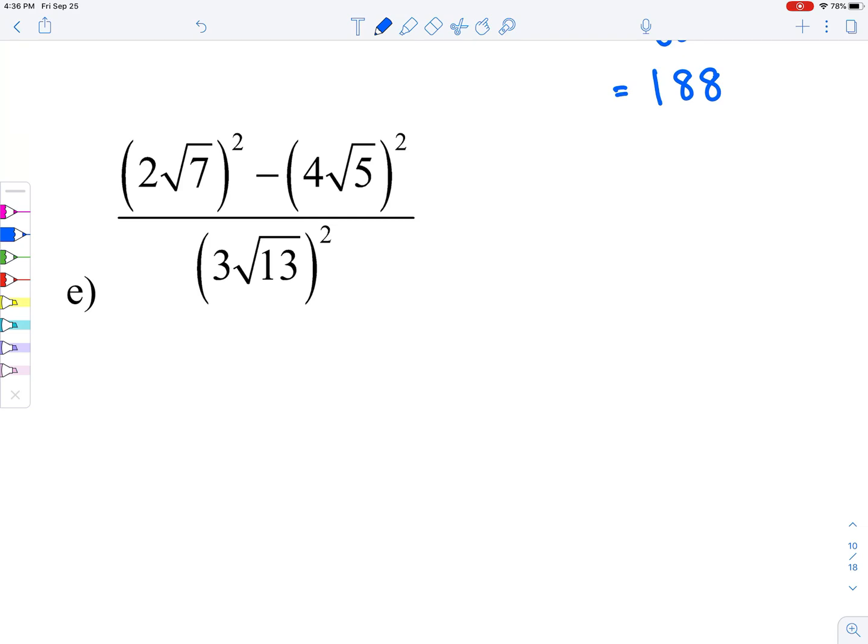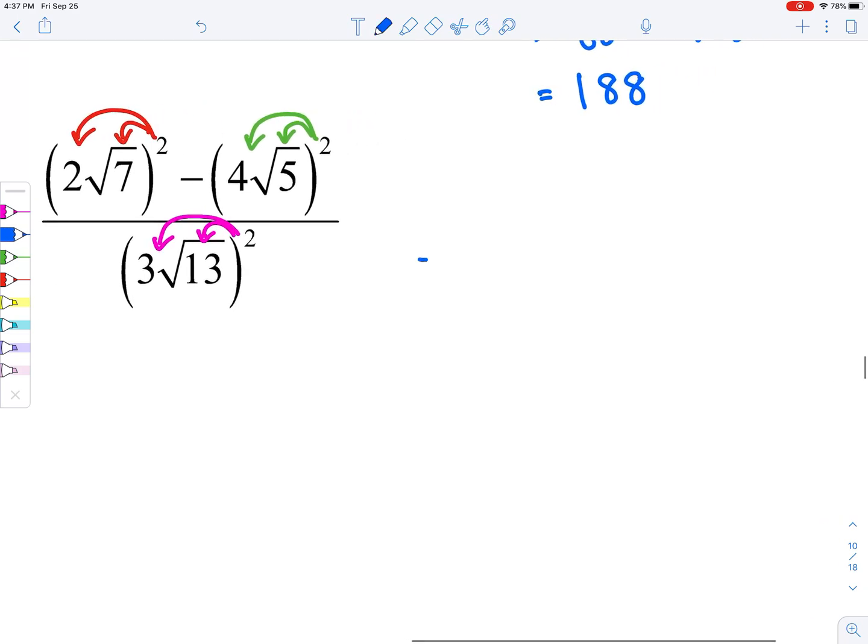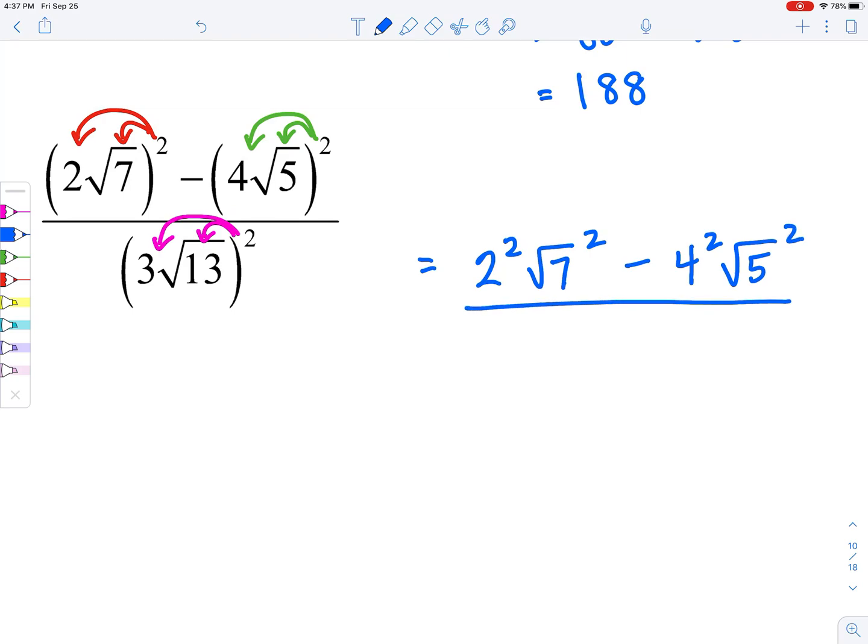E. So for E, we're going to do 3 different distributes. We're going to distribute that exponent of 2 on the numerator, we're going to distribute that exponent of 2, and we're going to distribute in the denominator that exponent of 2. So we would get, up top, 2 squared root 7 squared minus 4 squared root 5 squared. That's my up top. And then down low, the denominator, I get 3 squared root 13 squared.